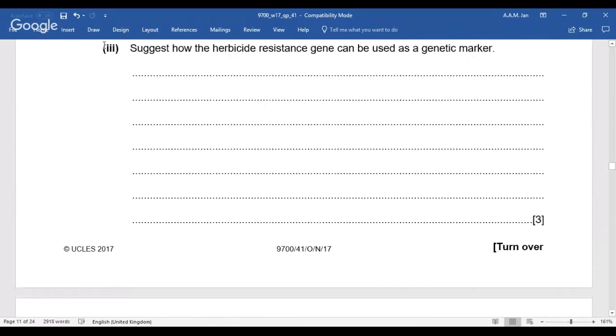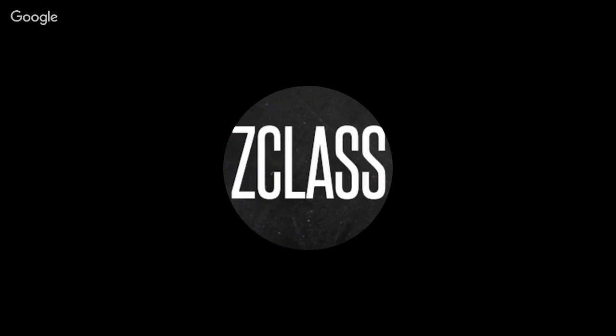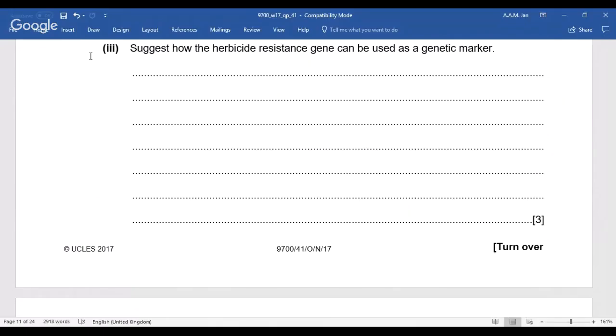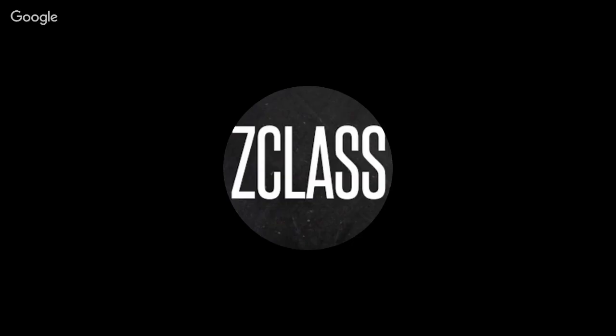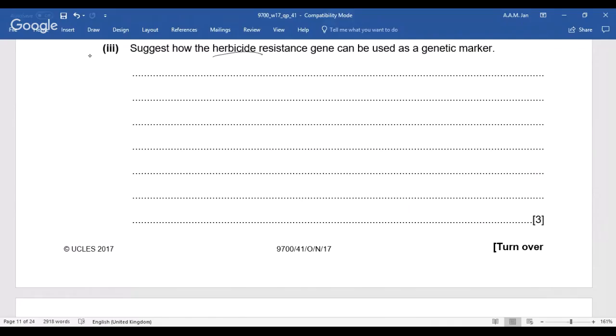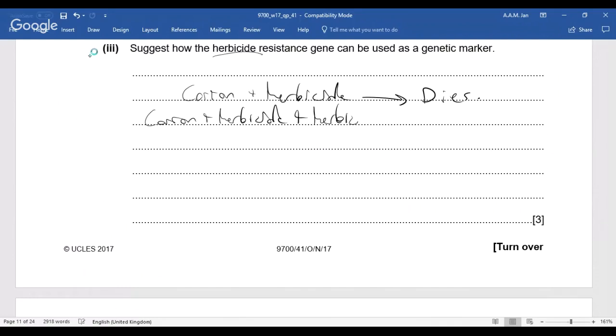Kaneko, explain to me why they put the herbicide resistance gene in. So, what does a herbicide do? Kill plants. Yeah, good, perfect. So if you have normal cotton and you add herbicide, you kill it, it dies. If you have cotton with herbicide, but you also have herbicide resistance, the cotton survives.